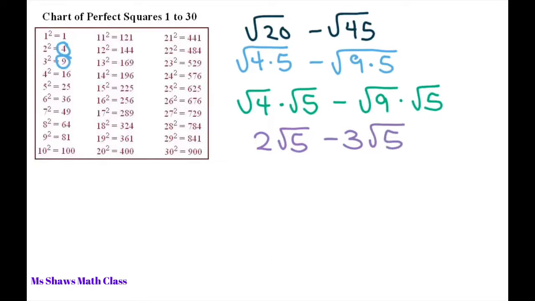And again, like the previous problem, these are like terms, so this is going to be negative square root of 5. Again, this is like saying 2x minus 3x, which equals negative x. Our x happens to be square root of 5.